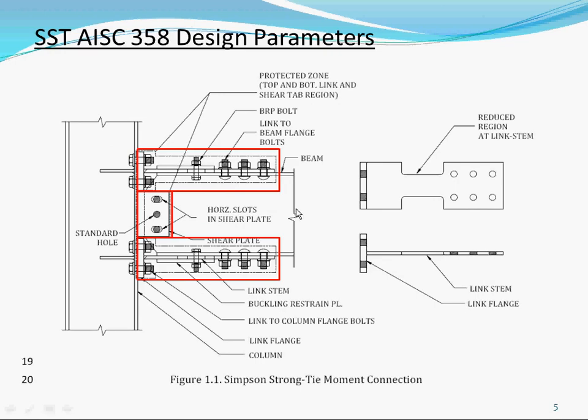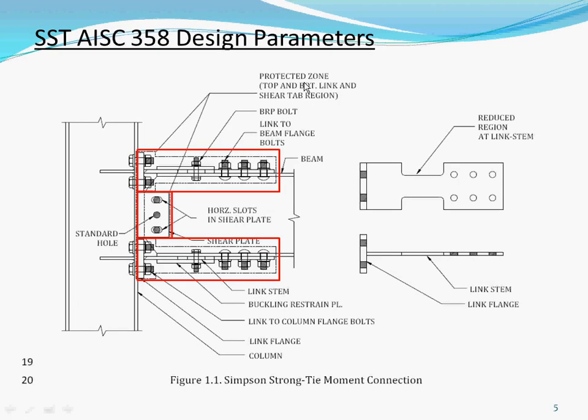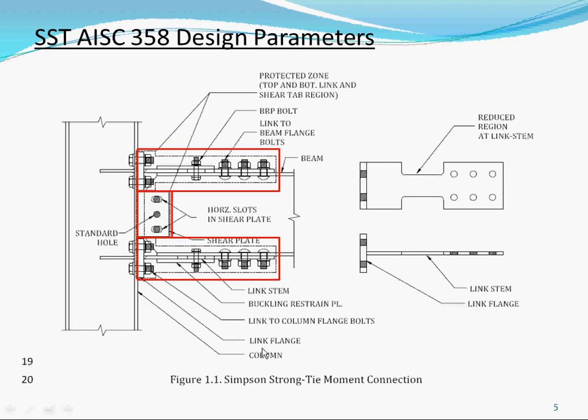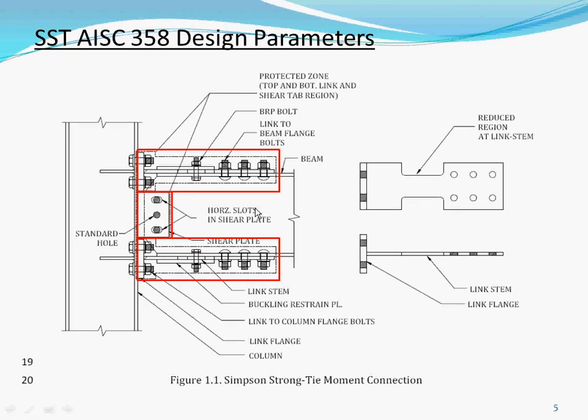So our protected zone is, basically, the top and bottom link, and the shear tap region, where it's in contact with the flange. So if we're away from the flange, it's okay. We're just saying when we're in contact with the flange, then that's protected. So that's our protected zone.